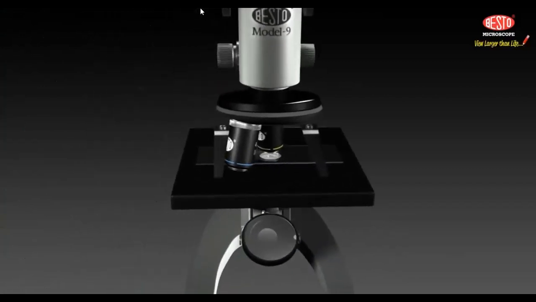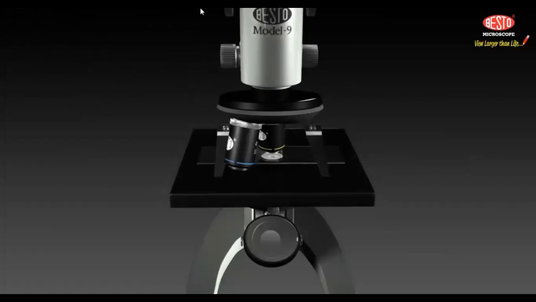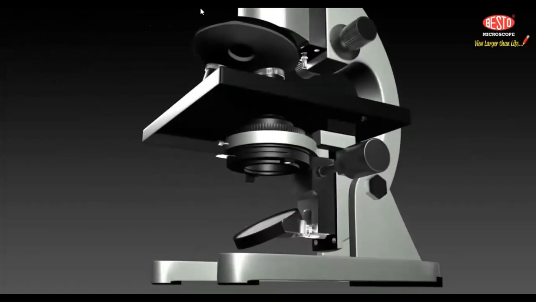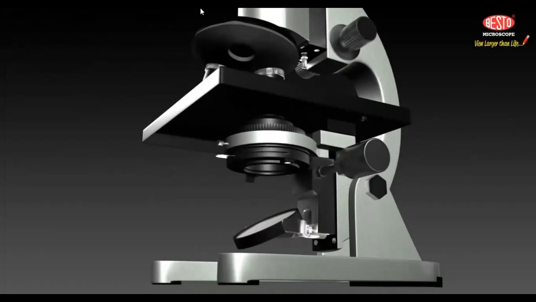F. The stage is the flat surface on which you put your slides or samples. G. The stage clip holds the slide in place on the stage. H. Beneath the stage in all the Besto microscopes is a condenser with a standard diameter of 39.5 mm, which collects and concentrates the light before it passes through the sample.